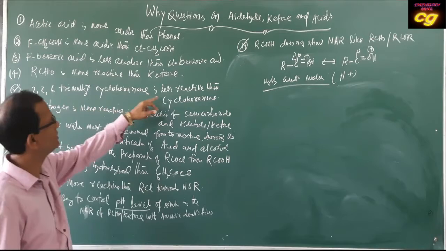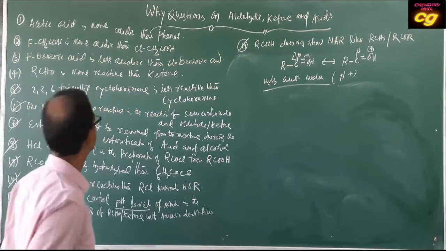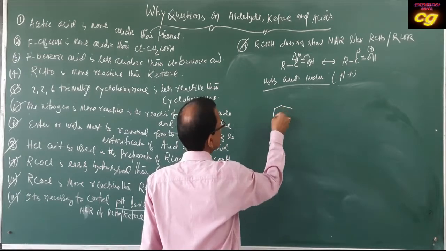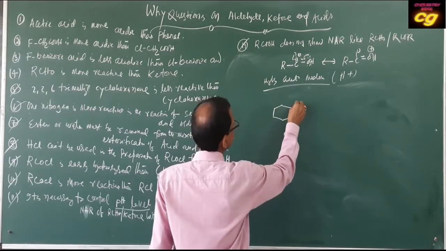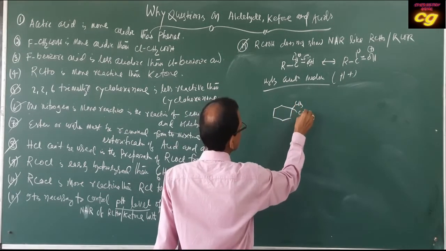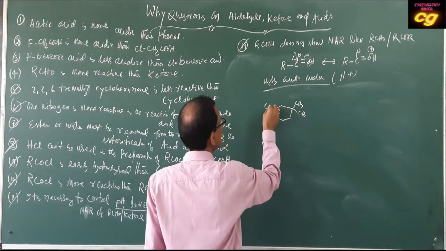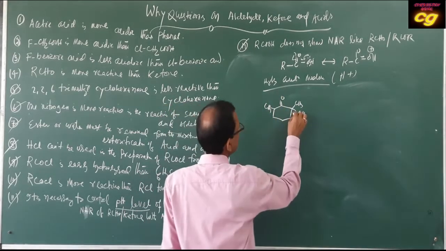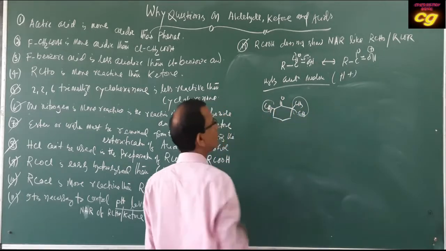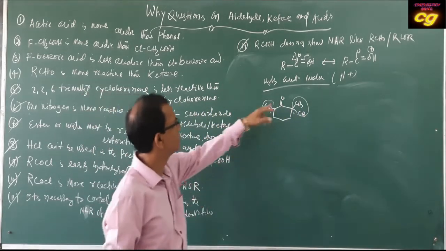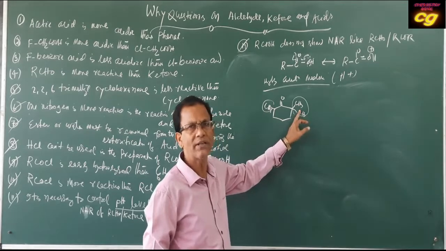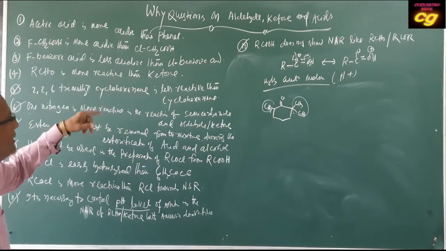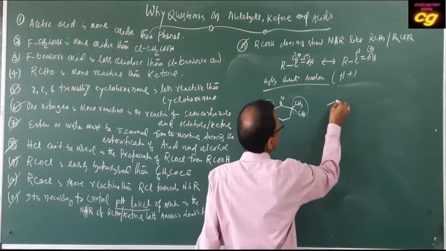2,2,6-trimethyl cyclohexanone is less reactive than cyclohexanone. If you draw the structure of 2,2,6-trimethyl cyclohexanone, what happens here? The bulkier groups are attached next to the keto group. So the keto group is sterically protected by the methyl groups of 2,2,6-trimethyl cyclohexanone, but cyclohexanone is free.